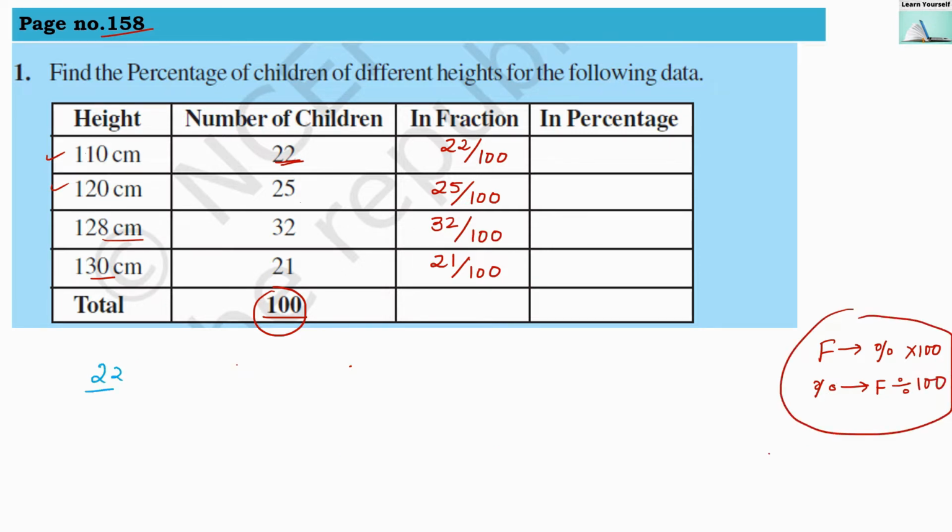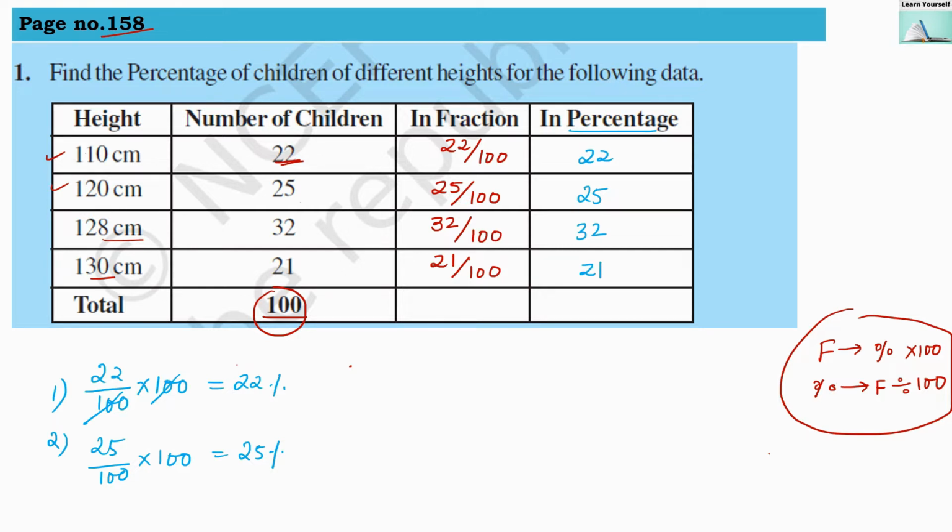So 22 divided by 100 is there, and we multiply that with 100 to convert it, so 100 and 100 will get cancelled out. We will get 22 percentage here. Percentage is already written over there, so we are going to write only 22. Similarly for the second, 25 divided by 100, multiplied with 100, so we will get 25 percentage. Here similarly 32 percentage will be the answer, and here 21 percentage will be the answer.